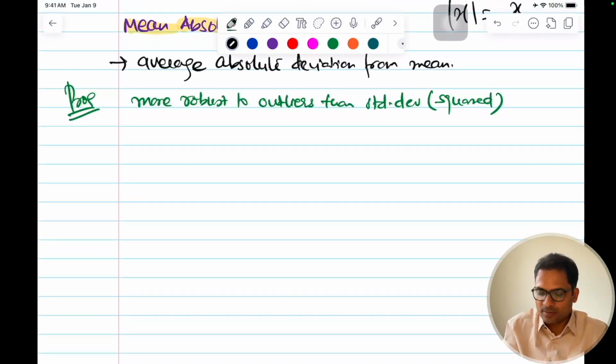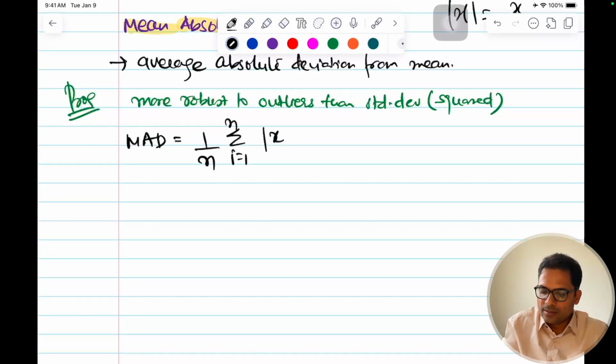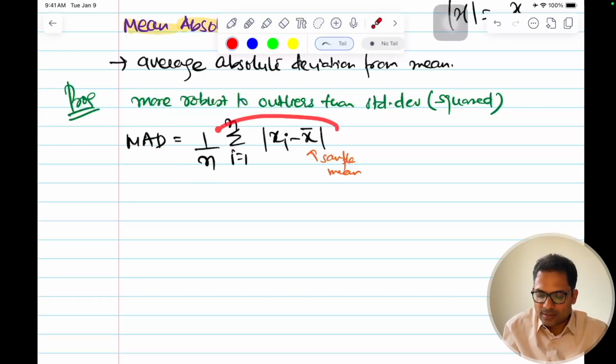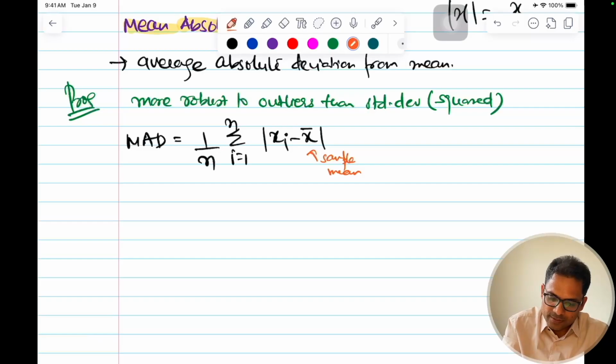What is the formula? In short we write it as MAD, mean absolute deviation. MAD is equal to 1 by n, sigma i equal to 1 to n, of the absolute value of xi minus x bar, where x bar is the sample mean. So this is the average, 1 by n, of the sum of all absolute value differences.